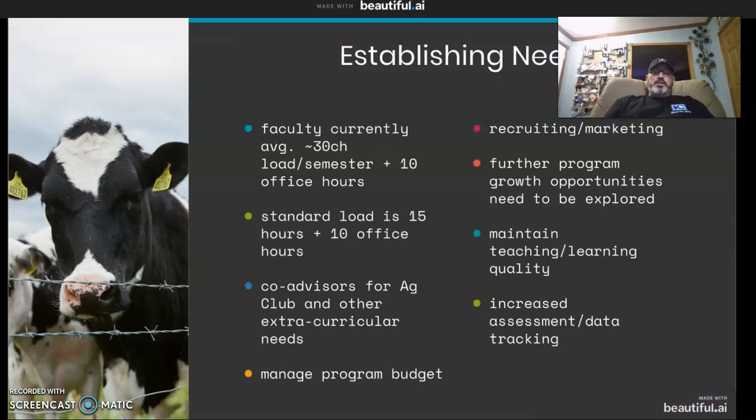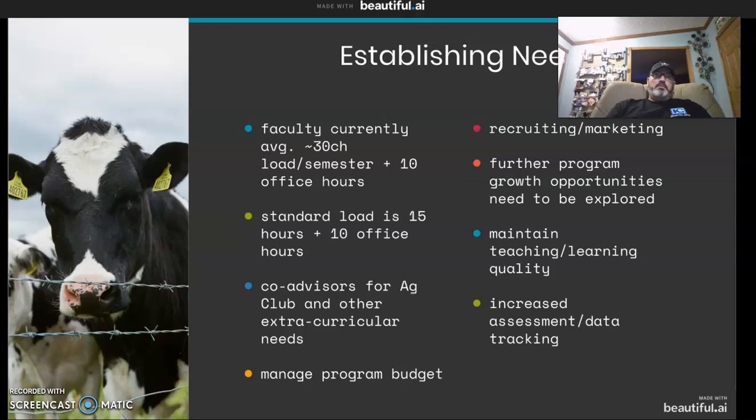A little on establishing need for my proposal. Again, currently the two faculty that teach are delivering about 30 credit hours plus load per semester, plus their 10 required office hours per week. The standard load, and I've got a slide to back this up in a little bit, at our institution is 15 credit hours plus 10 office hours per week.